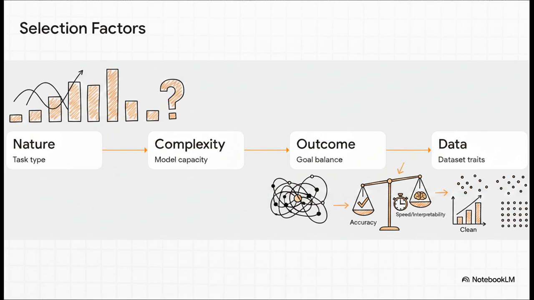All right, let's pull all of this together into the ultimate AI matchmaking checklist. Seriously, consider this your definitive study guide. Number 1, what is the nature of the problem? Is it continuous, categorical, or unknown? Number 2, what is the problem's complexity? Do we need simple lines or deep, complex flexibility? Number 3, what is our desired outcome? Is accuracy everything, or do we desperately need speed and interpretability? And finally, number 4, what are the specific data characteristics? Is it noisy, imbalanced, or clean?